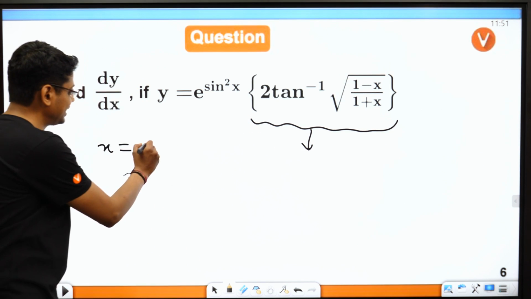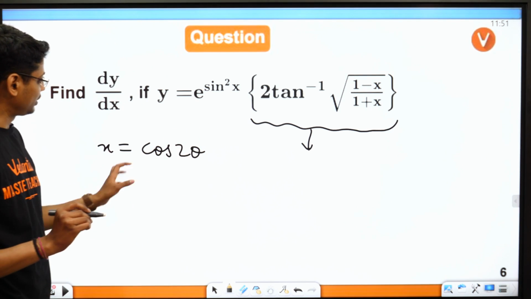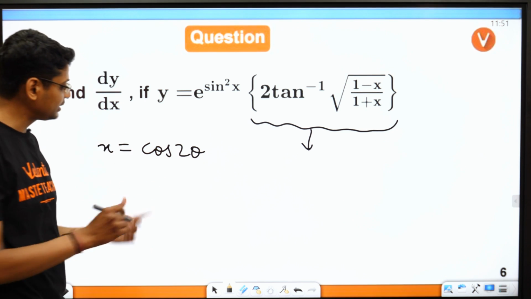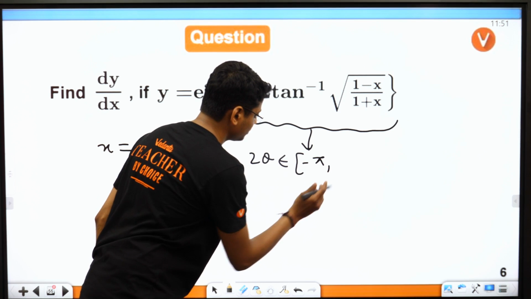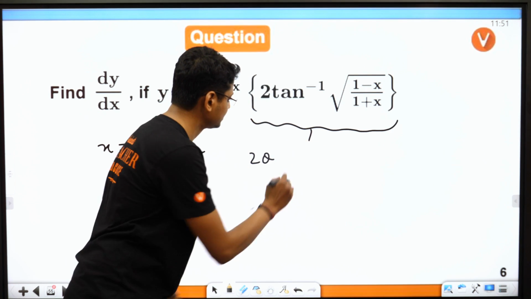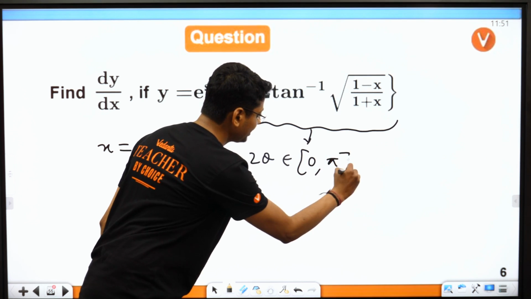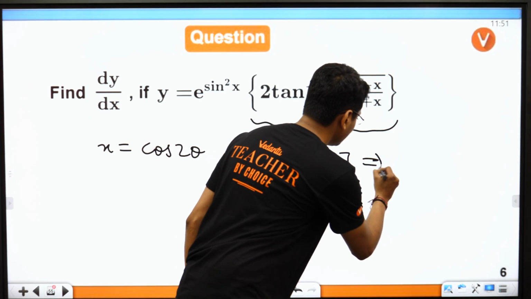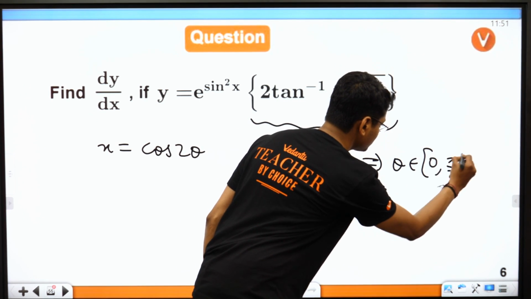So I can take x as cos 2 theta. Alright, and to ensure that cos 2 theta is taking all values from minus 1 to 1, I can say 2 theta belongs to 0 to pi. So minus 1 to 1, all values have been allowed, and that means theta belongs to 0 to pi by 2.